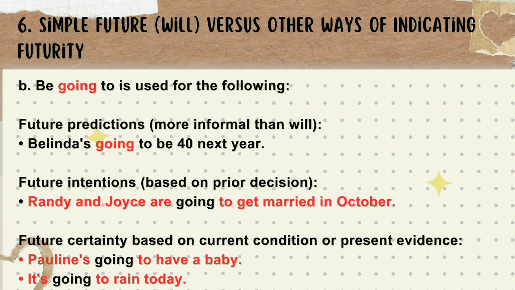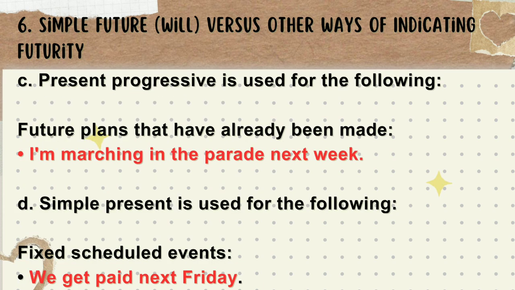rain today. So the letter C is present progressive, used for the following: future plans that have already been made. So those are future plans that are arranged. I'm marching in the parade next week. Those are events that are planned. Letter D is simple present, used for the following: fixed schedule events. So, we get paid next Friday.